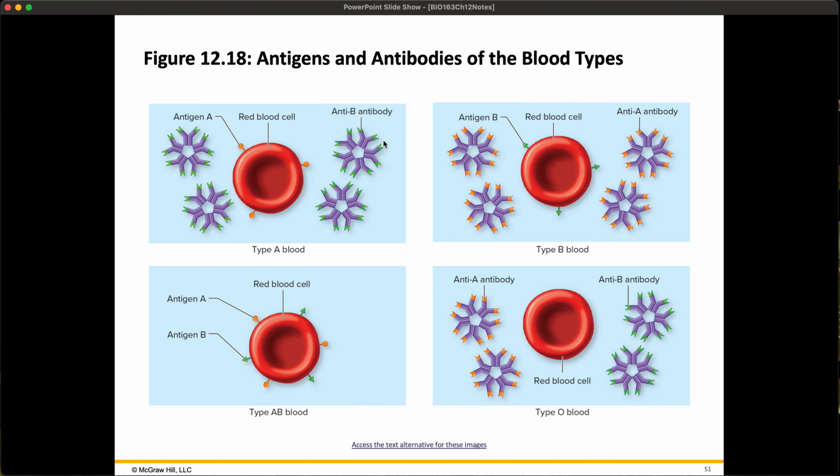Here's what that kind of looks like. So you have type A antigen with anti-B antibodies. Here's type B antigen with anti-A antibodies. Here's someone with type AB blood. You can see they have both antigens. And then type O blood, there's no antigens, but there's both antibodies.